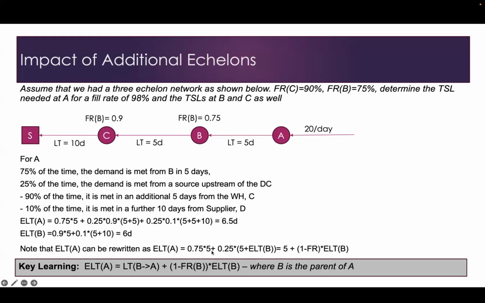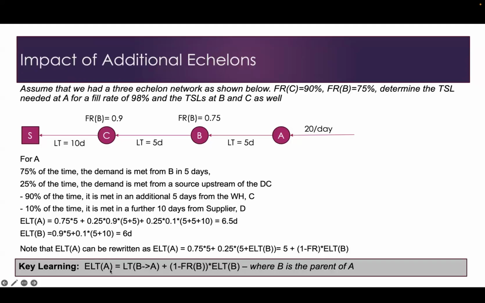So this 5, I can get it explicitly. There's no fill rate mentioned here, but 1 minus fill rate, which is this 0.75, times effective lead time of B, right? 1 minus fill rate times effective lead time of B. Just look at this mathematical stuff. It turns out to be very easy. Does everybody agree? Yeah. So this is the cool part.